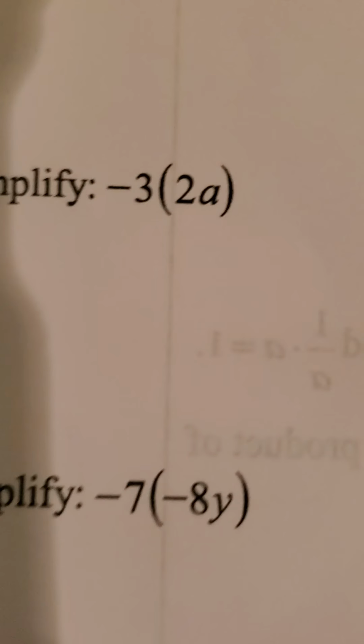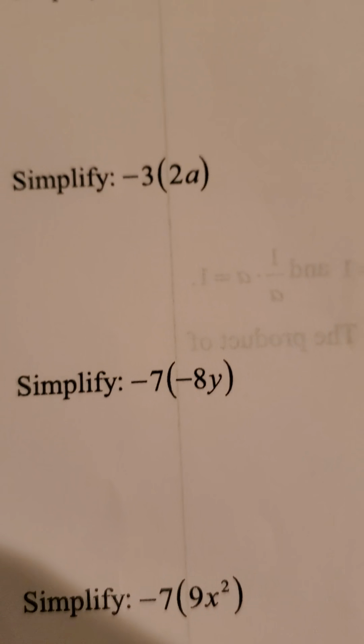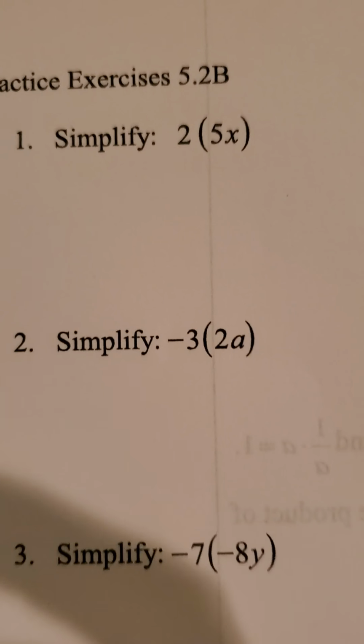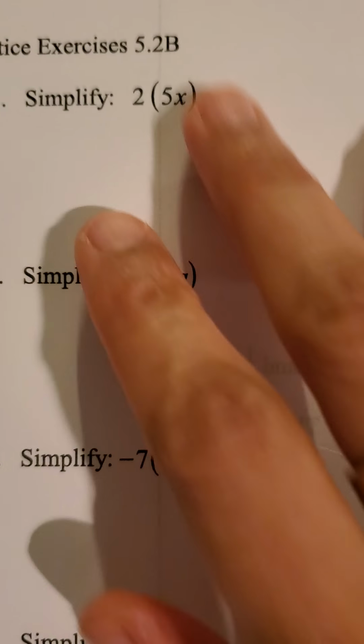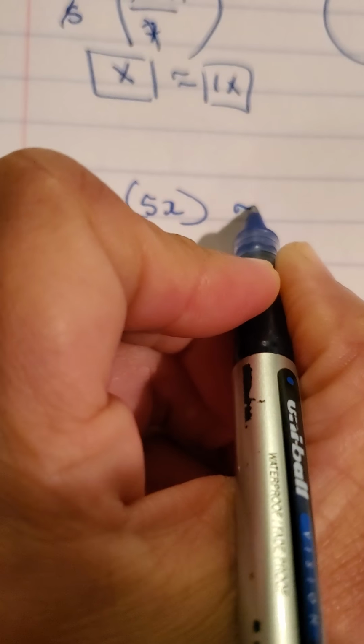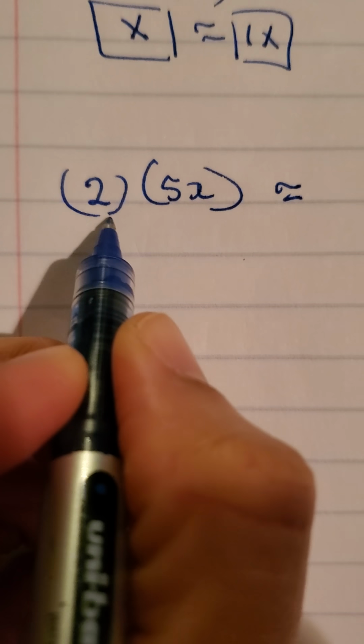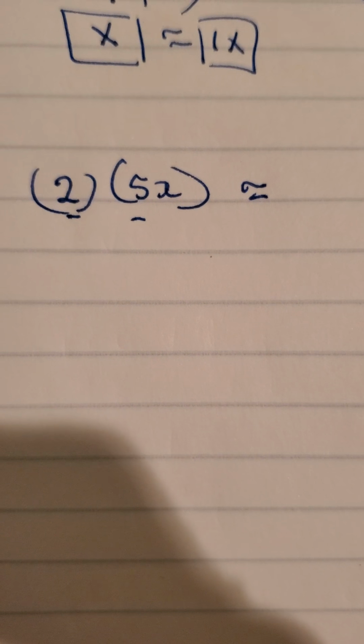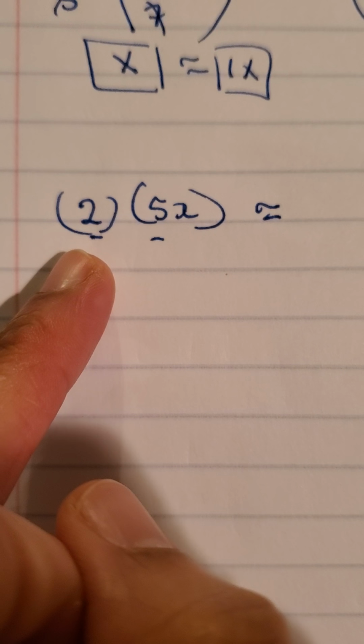Let's try a few examples in your book. Here we have two factors. We have a factor of positive 2 times positive 5x. So that's positive 2 times positive 5x, which is basically you multiply the constant factors that you can, right? So this is like saying 5 times 2 times x, which is 5 times 2 is 10, and we're just left with 10x. All right.